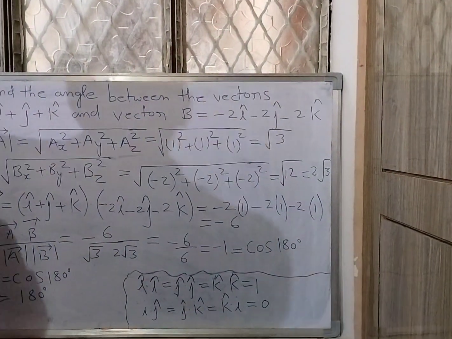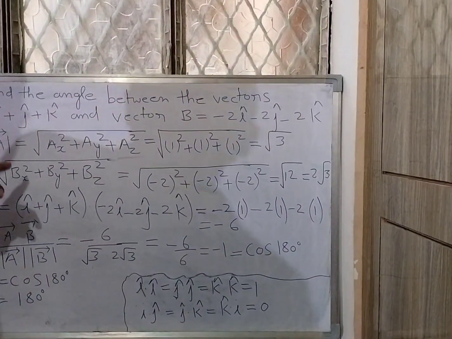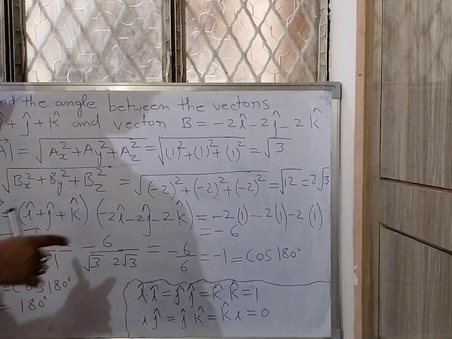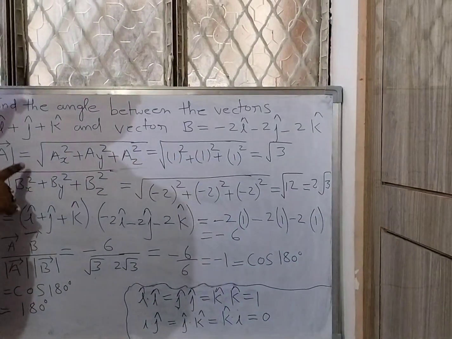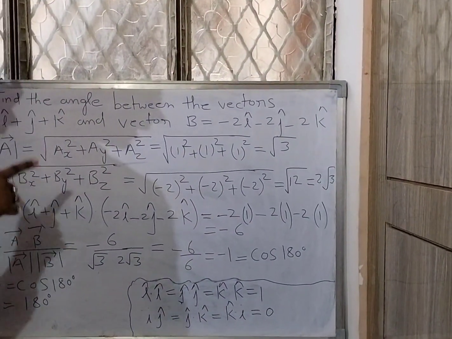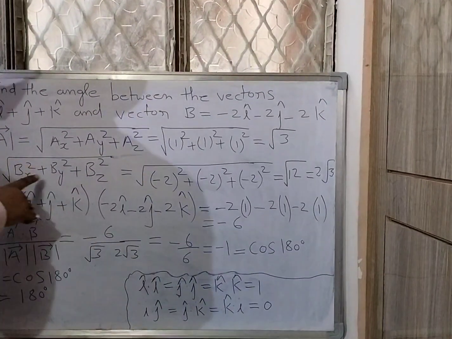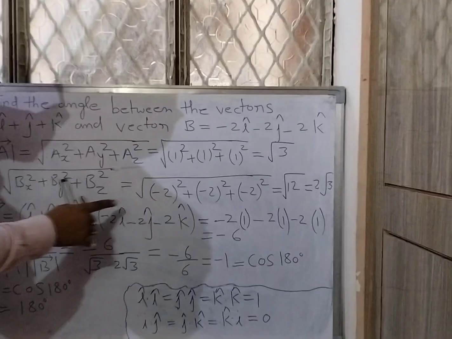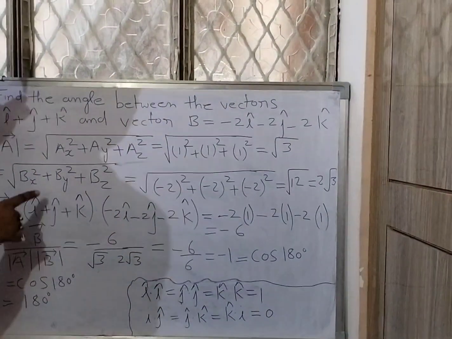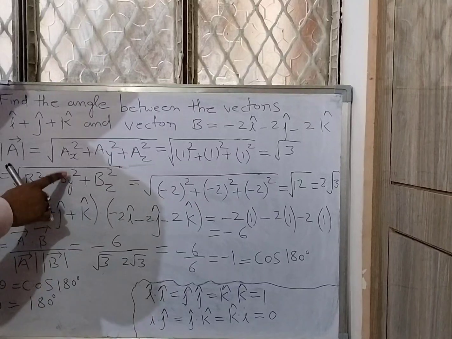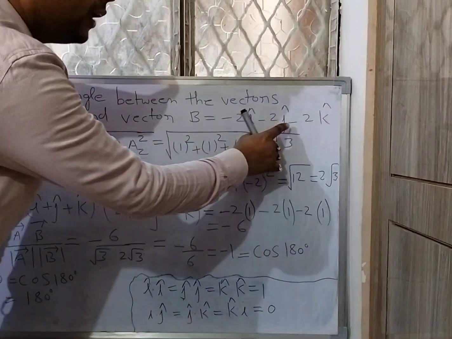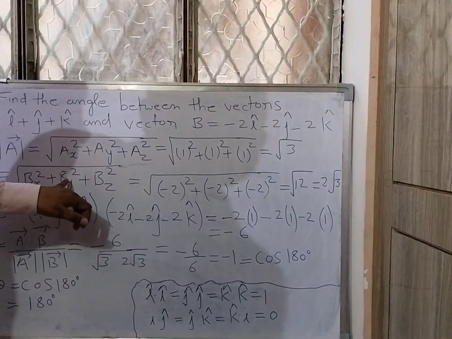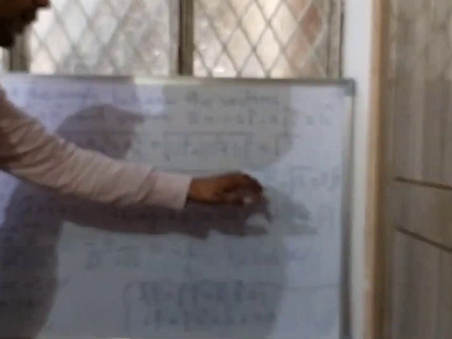Now we will see the B vector mod. For B vector mod, same formula, under root Bx square plus By square plus Bz square. So what is the value? Bx square means the value on the x-axis. X-axis means i cap. So the i cap value is minus 2. So in place of Bx square, we will write minus 2 square. By square means the value on the j-axis. So its value is minus 2. So in place of By, we will put minus 2 square.